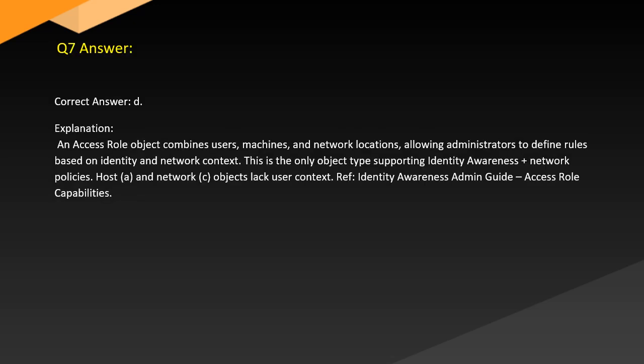Answer. Correct answer: D. Explanation: An access role object combines users, machines, and network locations, allowing administrators to define rules based on identity and network context. This is the only object type supporting identity awareness plus network policies. Host A and Network C objects lack user context. Ref: Identity Awareness Admin Guide, access role capabilities.